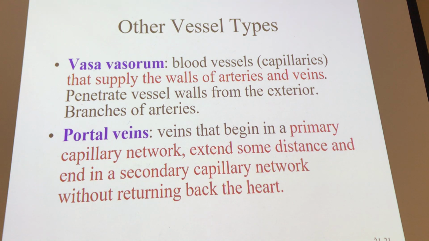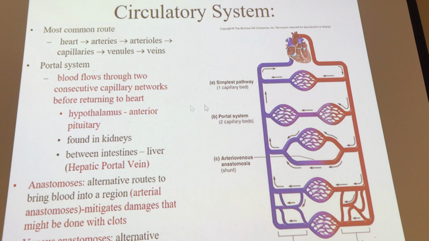So the good thing about this portal system is this. There's two areas where I want you to know it. One is in the hypothalamus and the anterior pituitary. And the second area is between the intestines and the liver, the hepatic portal vein.